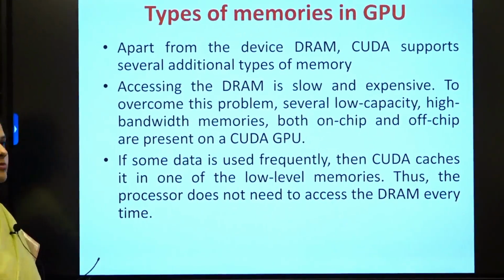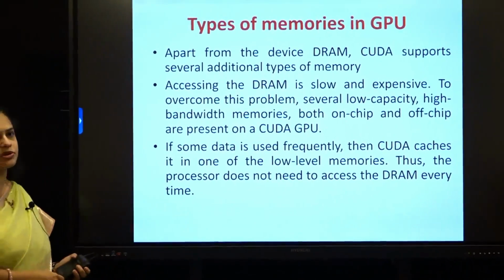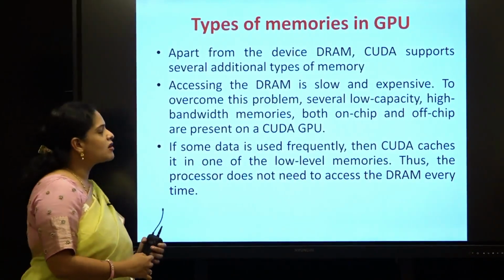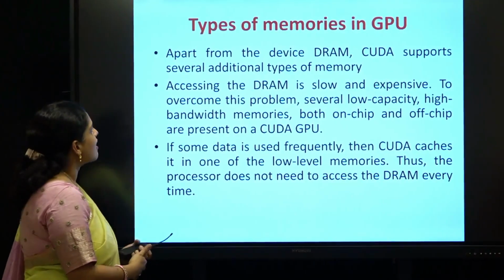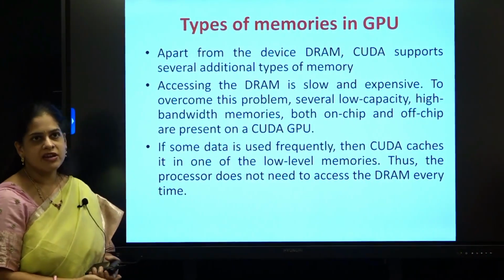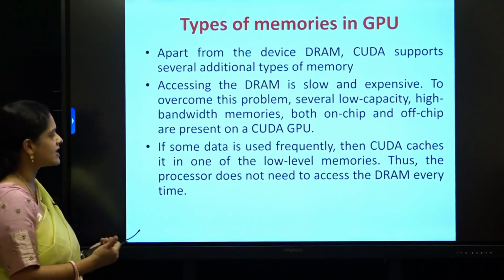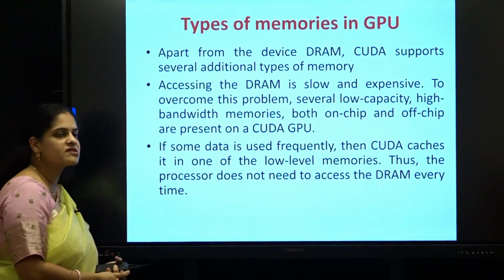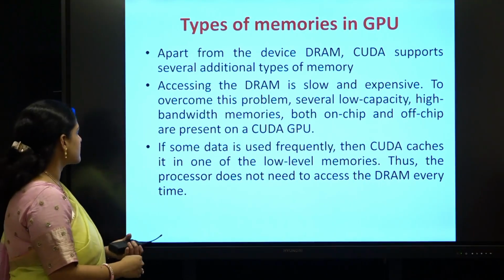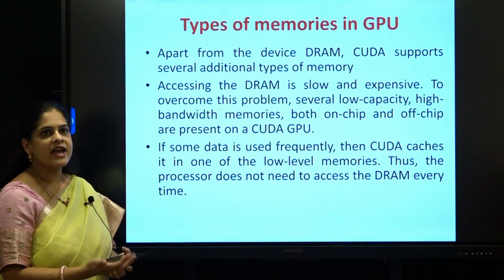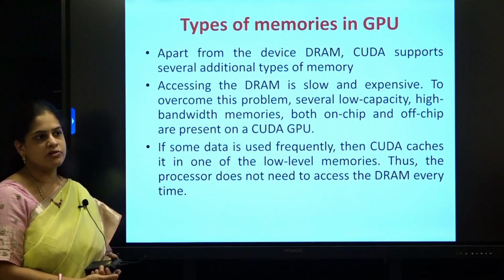Next, we are going to talk about different types of memories in the GPU. So, the GPU has its own dynamic memory. Apart from the dynamic memory, we have other different types of memories available in the GPU, because the dynamic memory that is available in a GPU is very slow, and moreover it is very expensive. So, in order to overcome this problem, we come up with other types of memories that also exist in the GPU device.